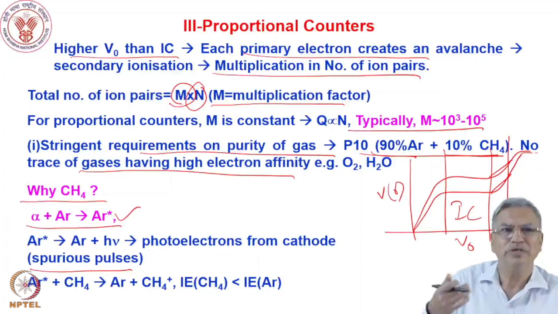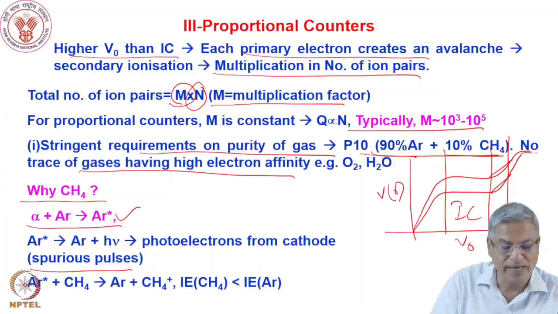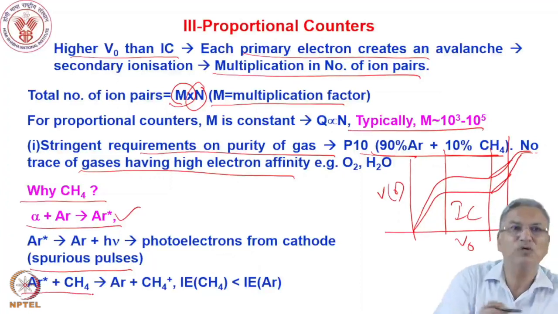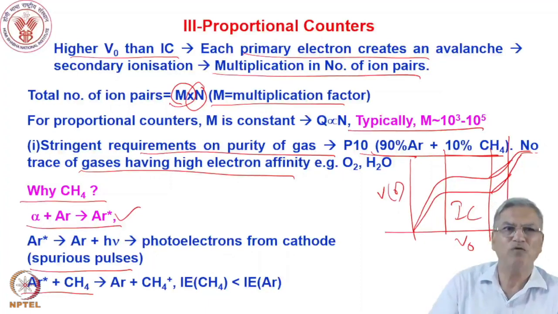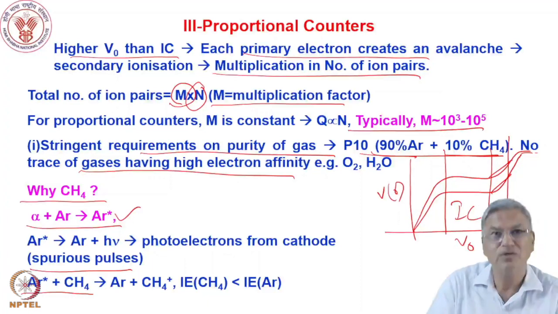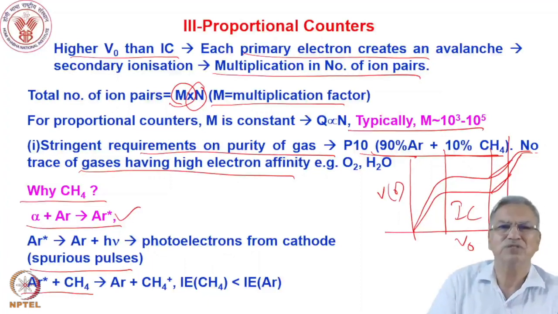So to take care that spurious pulses don't arise, we use a polyatomic gas which will collide with the excited argon atoms, and the argon comes to the neutral ground state, whereas the methane gets ionized. So from an excited argon atom, we get an ionized methane molecule. Therefore, this methane serves to quench the spurious process.